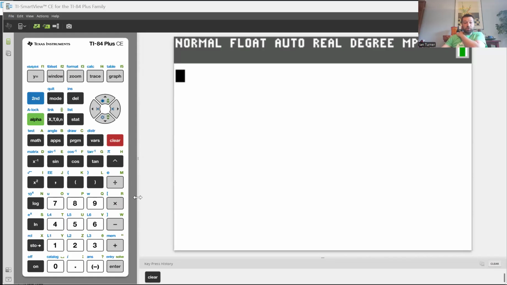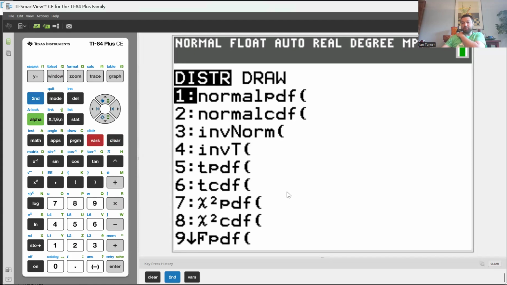Okay, so what we're going to do to find this is we're going to go second vars. That brings up this thing called distribution. Guess what? We're on distributions. Now there's two different ones here. You got a normal PDF and a normal CDF. We want the normal CDF. So we're going to take the normal CDF.